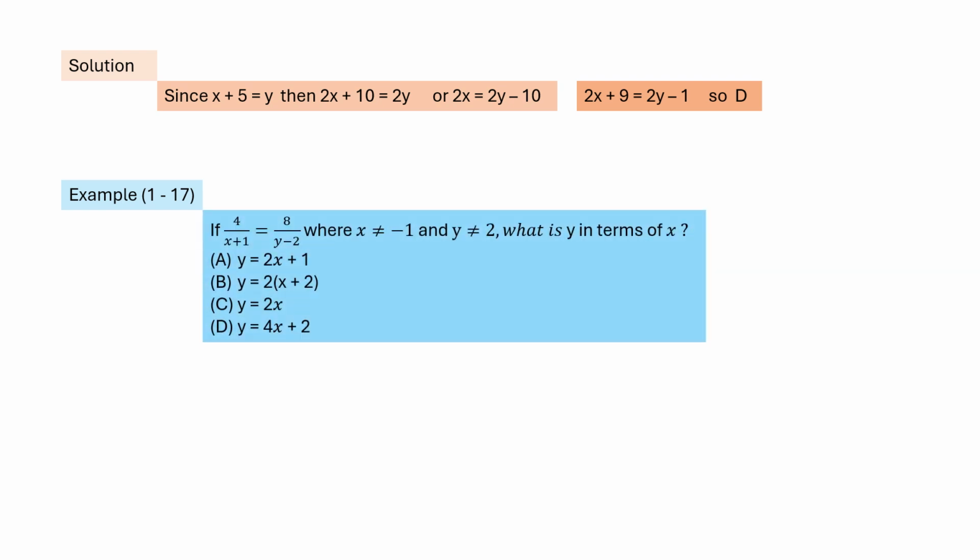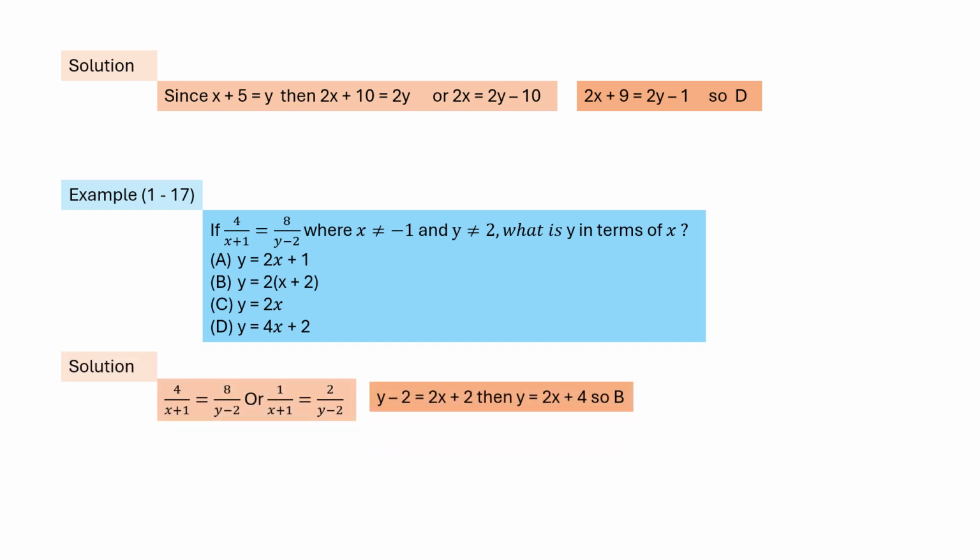Example 117. If 4 over x plus 1 equals 8 over y minus 2, where x is not equal to negative 1 and y is not equal to 2, what is y in terms of x? So make cross multiplication first, as normal. You can divide by 4 first, because 4 and 8 are divisible by 4, to make the equation easy. So 1 over x plus 1 equals 2 over y minus 2. Cross multiplication and complete the answer to get the request.